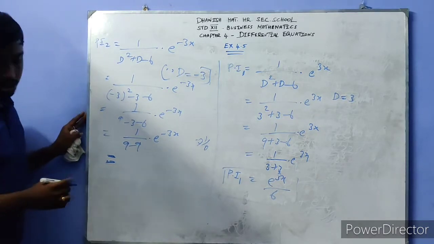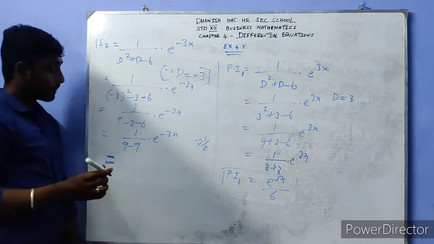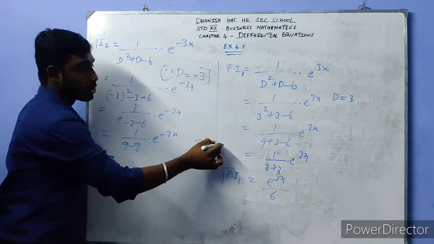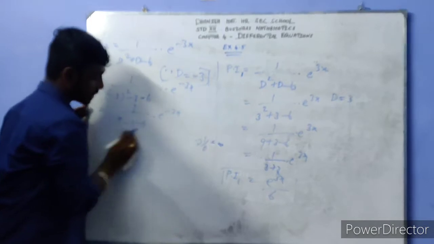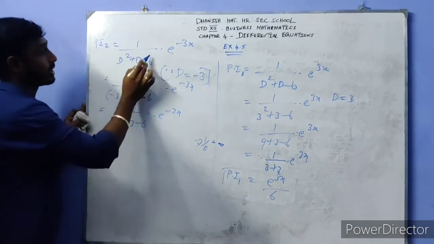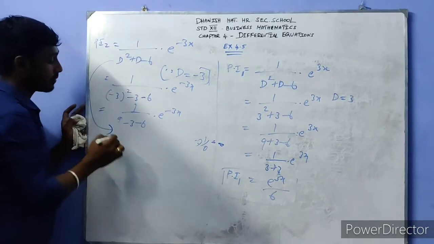Multiplying 1 by x on the numerator, you will be getting 1 divided by 0, which means it will be an infinity value. So now we are using the condition here. What is the condition we are going to find out? Here itself we have a differentiation term. Now we are going to differentiate this equation.